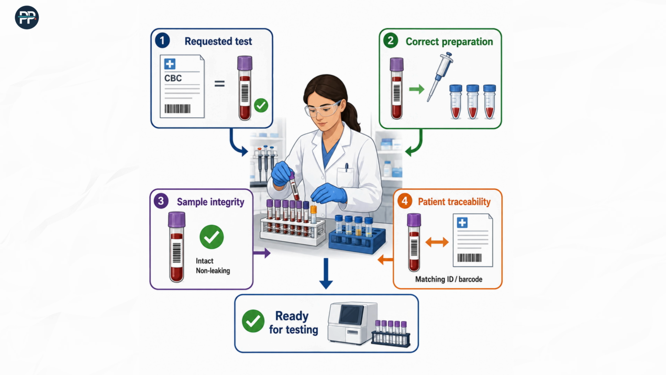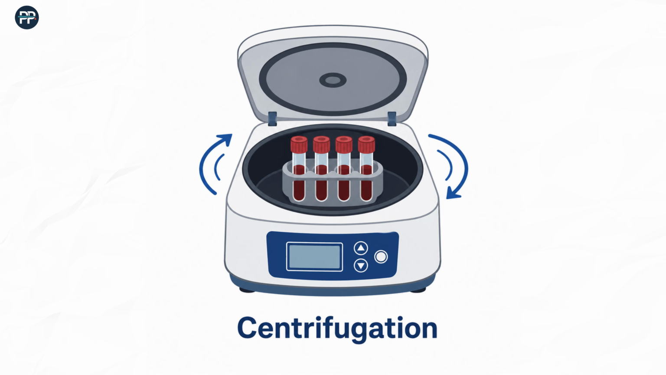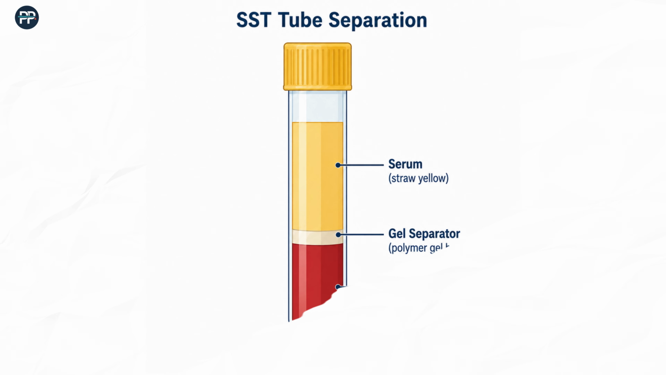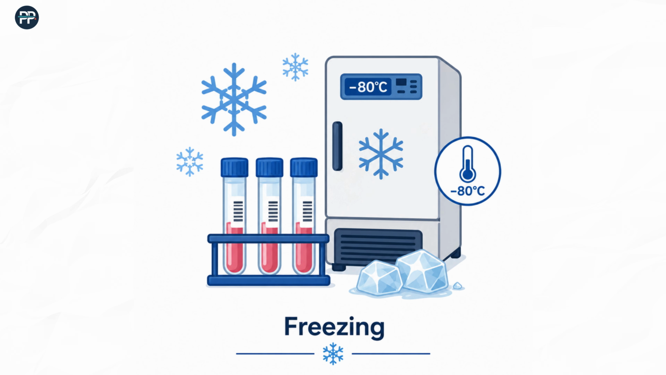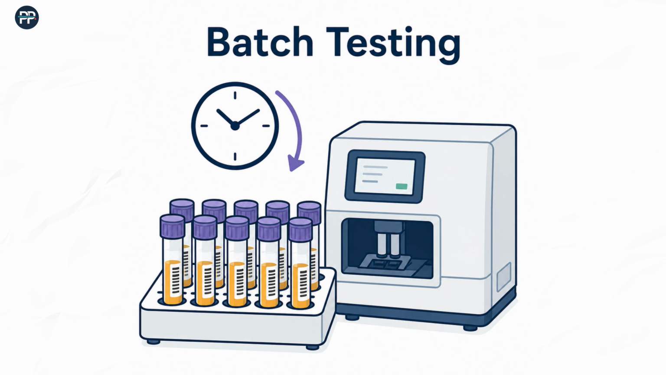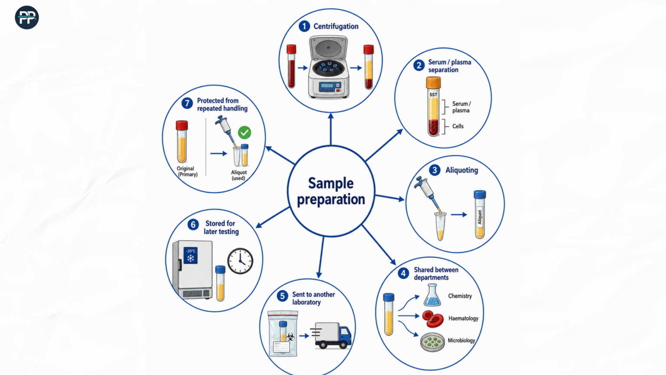Depending on the type of specimen and the test ordered, sample preparation may include steps such as centrifugation, separation of serum or plasma from cells, aliquoting into a secondary tube, temporary storage, refrigeration, freezing, or holding samples for batch testing. For example, some blood samples may need to be centrifuged before testing so that the serum or plasma can be separated from the cellular components of the blood.